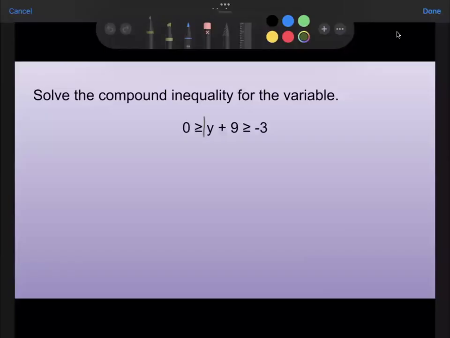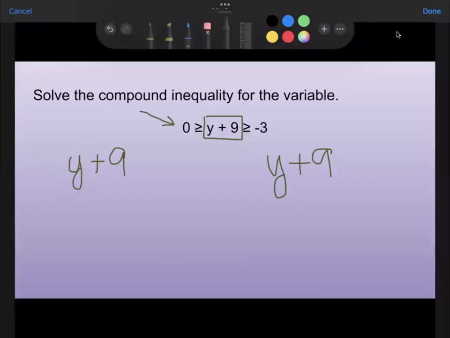Okay, let's start by finding the expression they have in common, which is this y plus 9, and I'm going to write it twice. So I'm going to write y plus 9 and y plus 9 over here. I'm going to start with this part of the inequality first, and I'm actually going to move this over a little bit so I have a little bit more room. And I'm going to put 0 is greater than or equal to here, and over here it's going to be greater than or equal to -3.